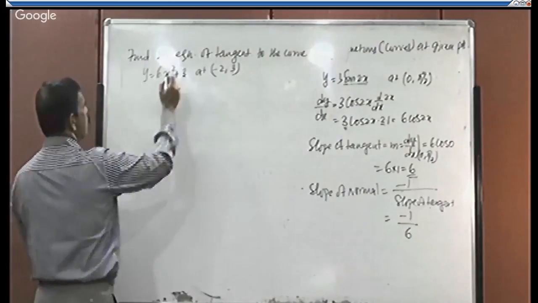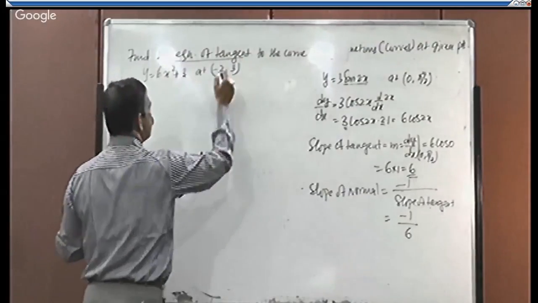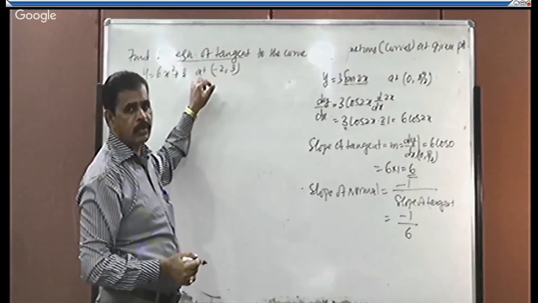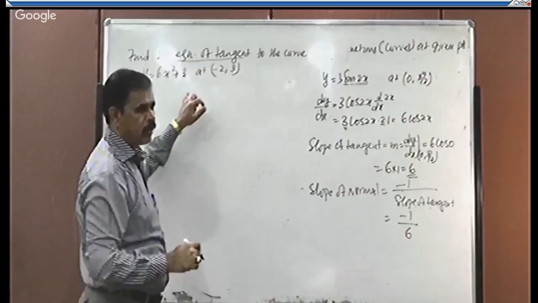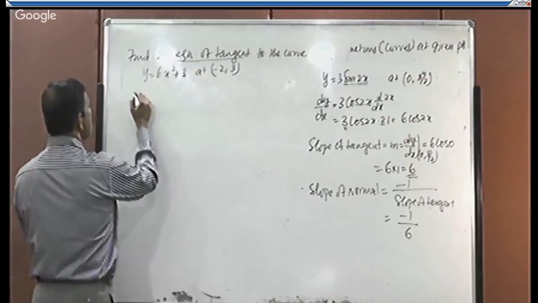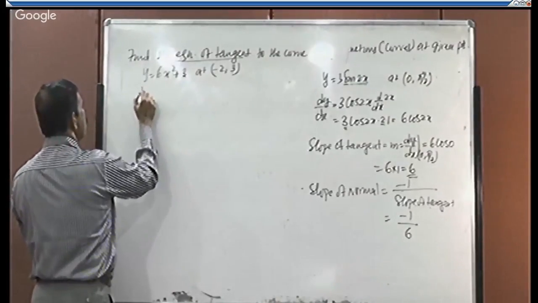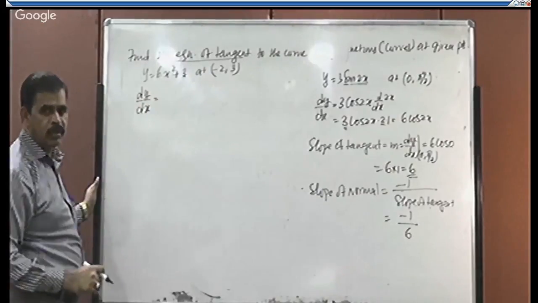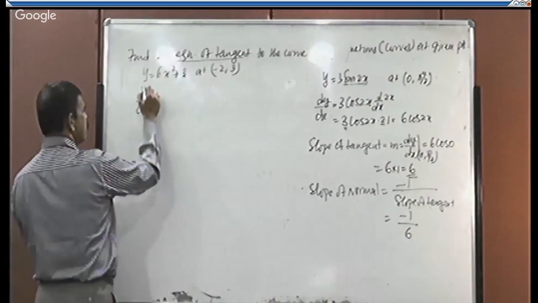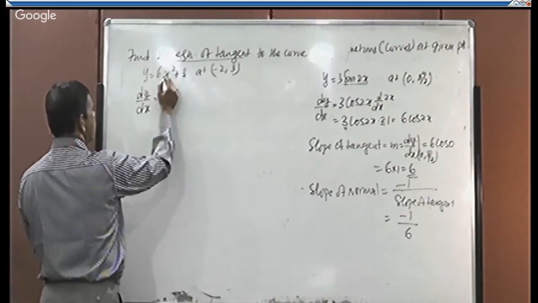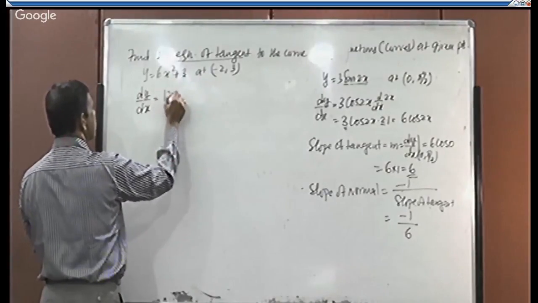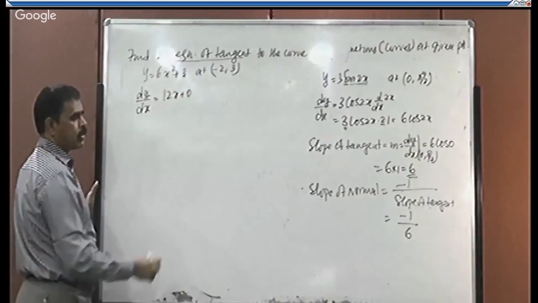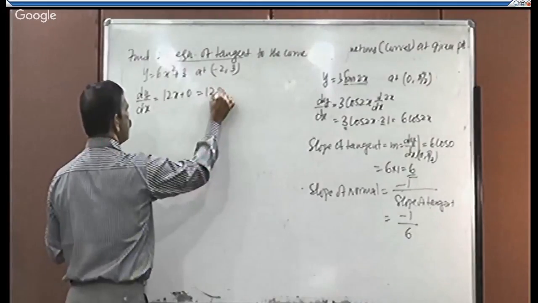See, to get equation of tangent, we need the crossing point, it is given, and also we need the slope that we have to find out. Right? How to get the slope of tangent? By differentiating the given function and substituting the point. First, differentiate the given function. For 6x square, it is 12x, 6 into 2, 12x. Plus differentiation of 3 is 0. It is 12x.